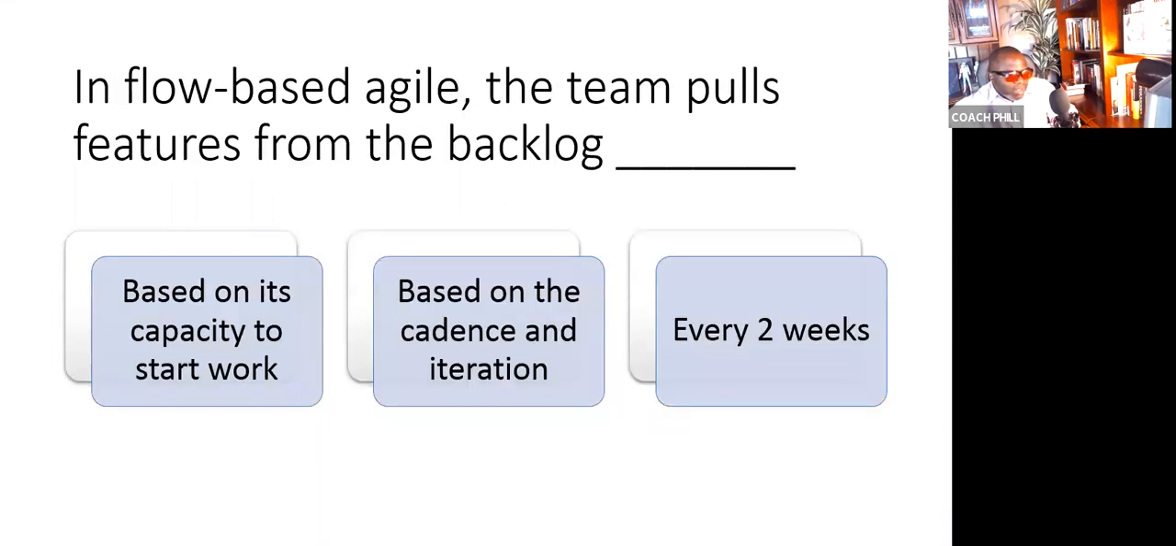Next question. In flow-based Agile, the team pulls features from the backlog.